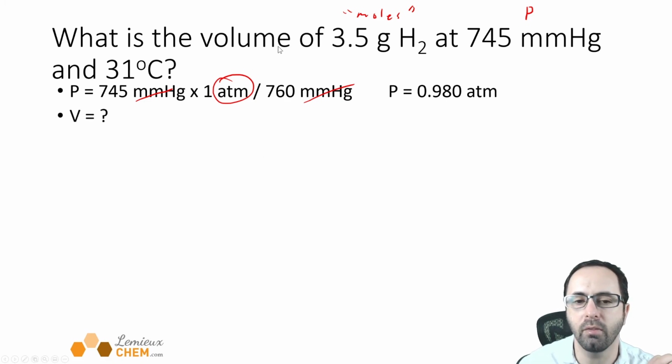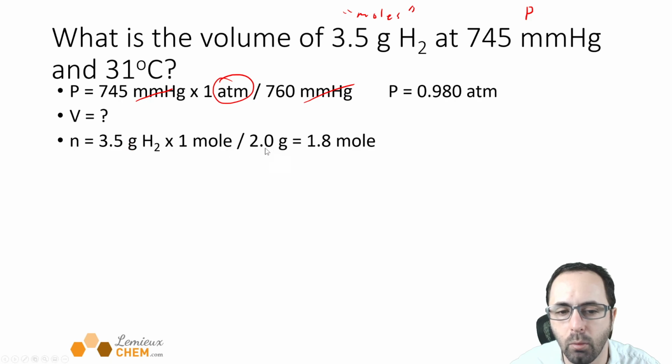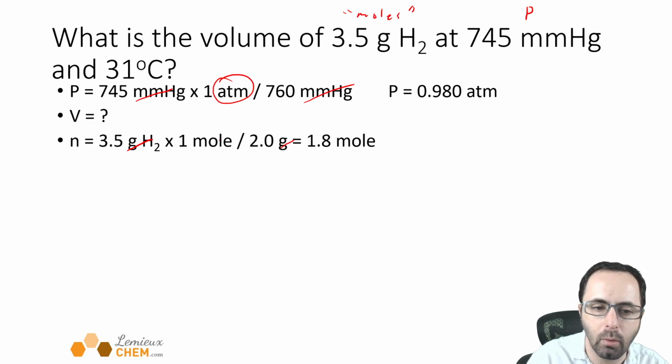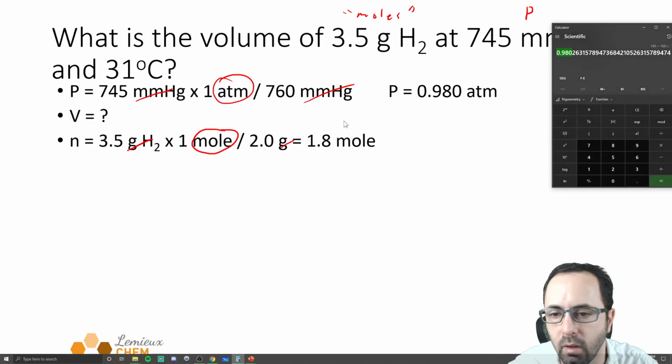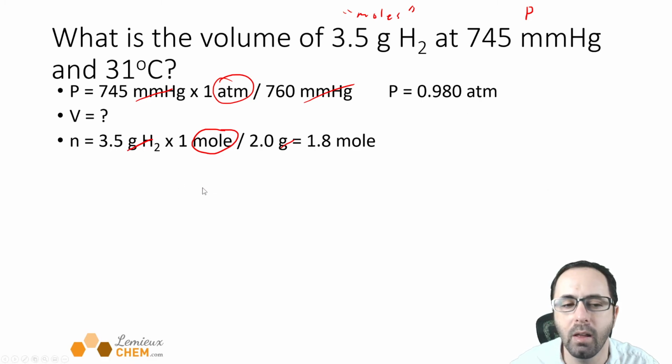Volume. That's what we're trying to find out. The question asks, what is the volume? N. Okay, so we're going to have 3.5 grams of hydrogen, and we need to use the molar mass of hydrogen, which is 2 grams per mole, because we have 2 H2s, 2 moles of H2, each is 1 gram per mole from the periodic table. So here our grams of H2 are going to cancel, and we're going to get moles of H2. So it's going to be 3.5 divided by 2. That gives us 1.75 or 1.8 moles to 2 sig figs, since the 3.5 had 2 sig figs.